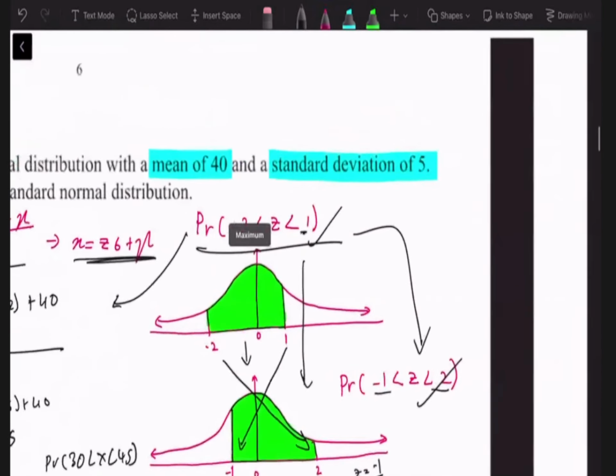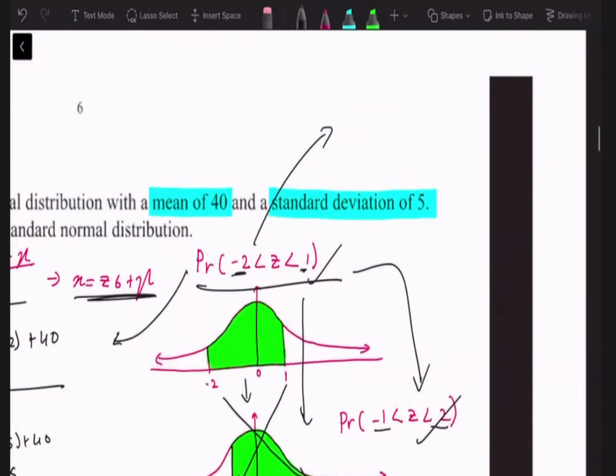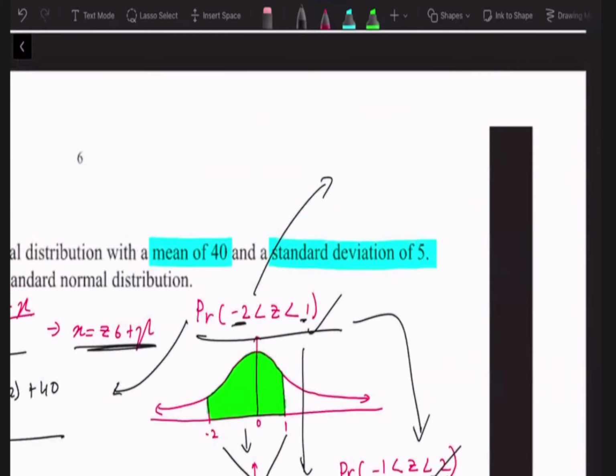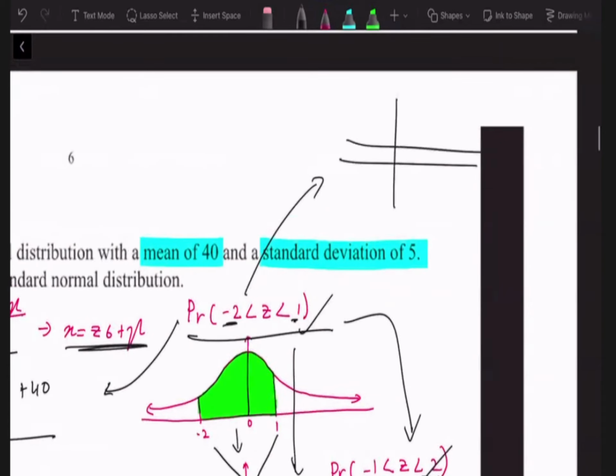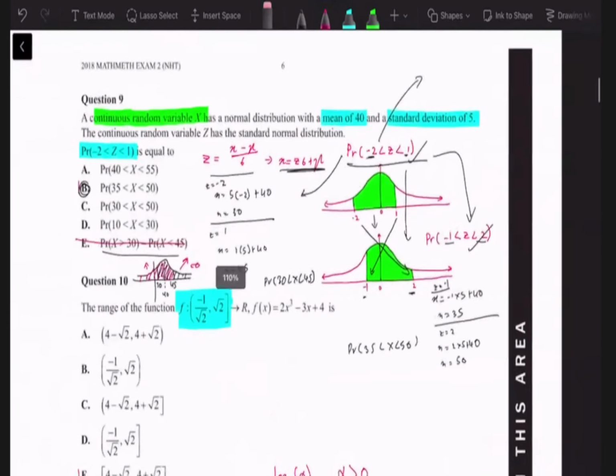But be careful if both of them are positive or negative, like if you have it here, but it would be the same anyway. They probably wouldn't give you that. They usually have one negative.